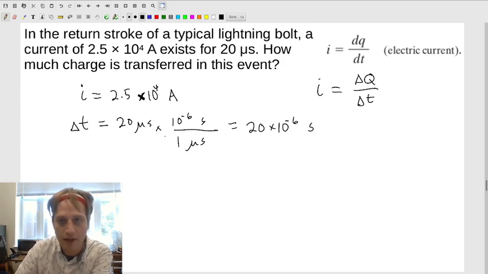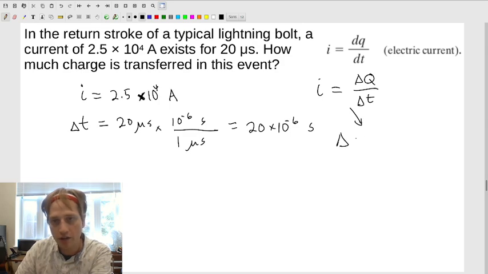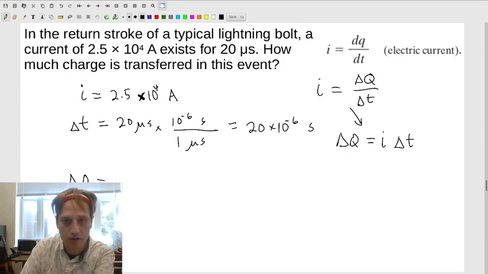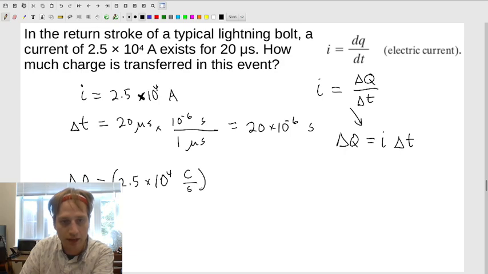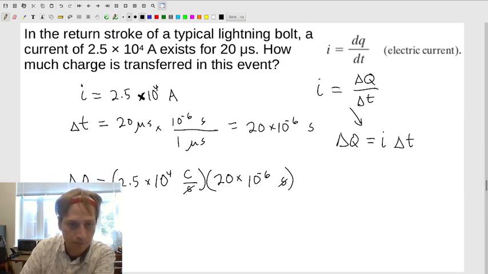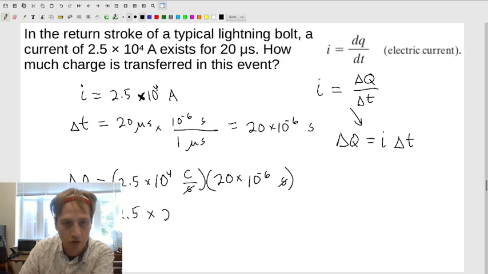So that's my amount of time, and if I want to find how much charge, my delta Q is going to be I times delta T. So my delta Q is going to be I, 2.5 times 10 to the 4 amps. Amps is coulombs per second. And then the amount of time that I have is 20 times 10 to the minus 6 seconds. So the seconds cancel out. I have 2.5 times 20 times 10 to the 4 times 10 to the minus 6. So 2.5 times 10 is 25 times 2 is 50 times 10 to the 4 times 10 to the minus 6 is 10 to the minus 2.